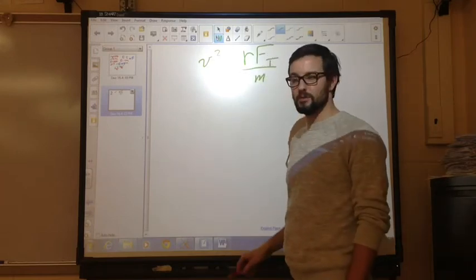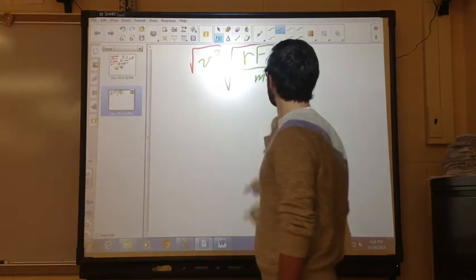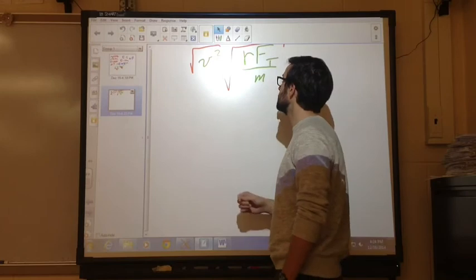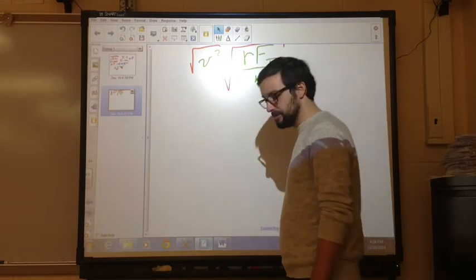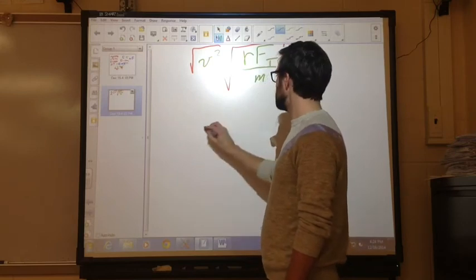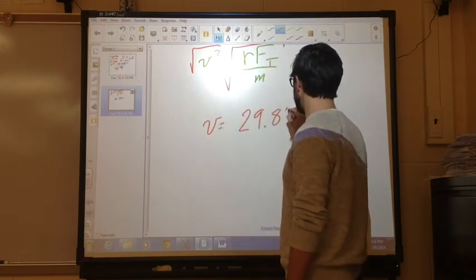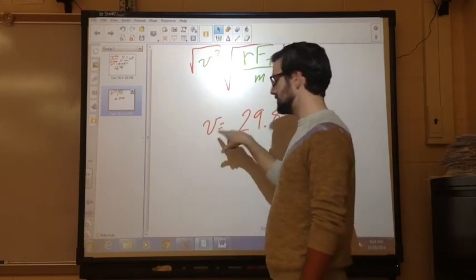But we're not looking for v squared, we're looking for v. So you should take the square root of both sides of the equation. The speed should be the square root of the radius times the force due to tension divided by the mass. And when you plug in our particular numbers, you find an answer of 29.8 meters per second.